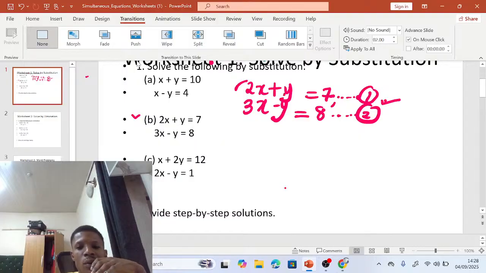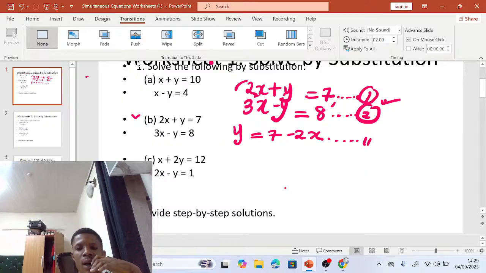So what do I have to do? I'll have to subtract 2x from both sides. So what do we have? y is equal to 7 minus 2x. That means I've subtracted 2x from both sides. So this can now be seen as our equation 3. Good. If you have this, we are now going to put y as 7 minus 2x in equation 2.